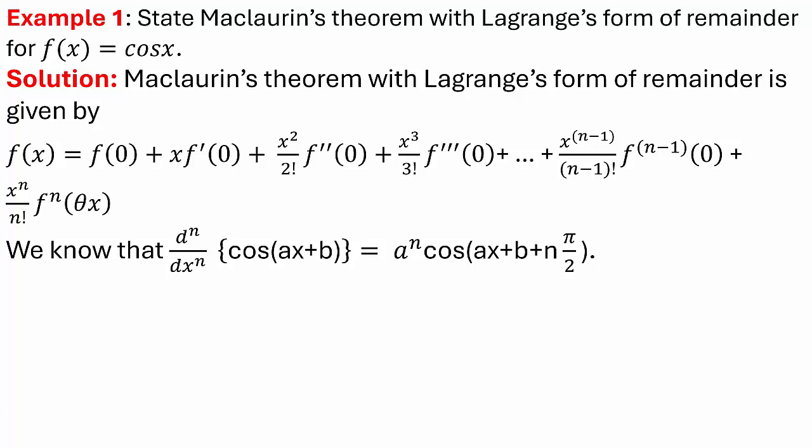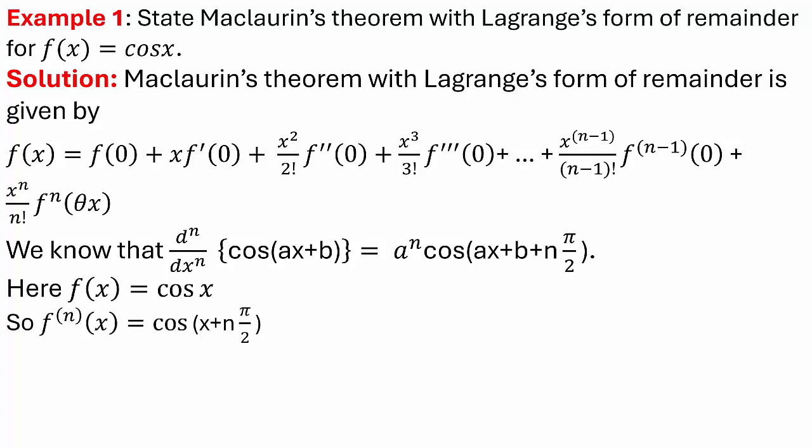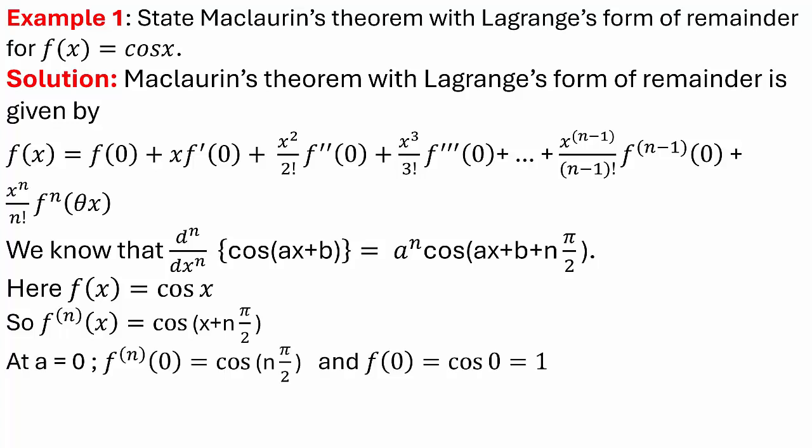We know by the standard result that the nth derivative of cos(ax plus b) is a raised to n into cos(ax plus b plus n pi by 2). Therefore, here f(x) equal to cos x, so f^n(x) equal to cos(x plus n pi by 2). At x equal to 0, f^n(0) equal to cos(n pi by 2), by substituting x equal to 0.